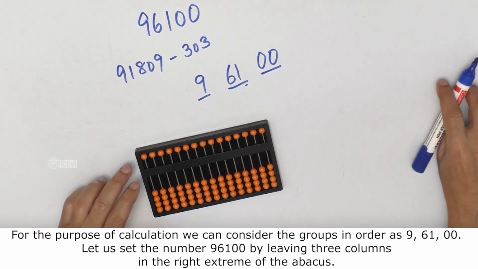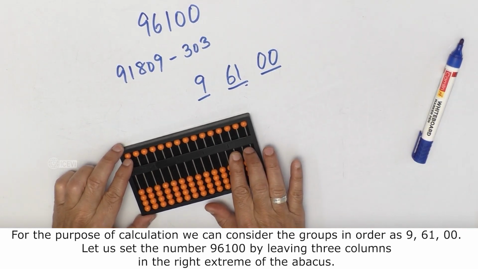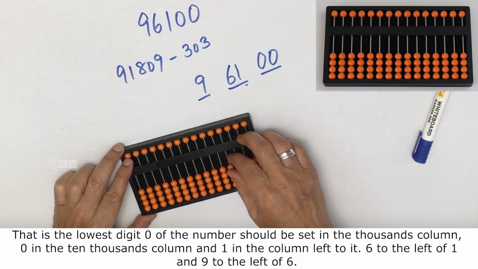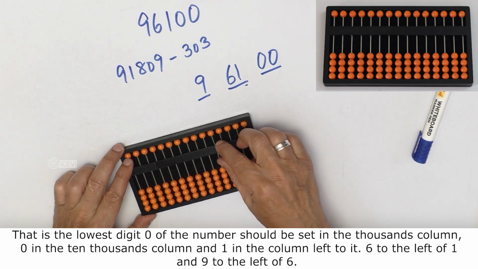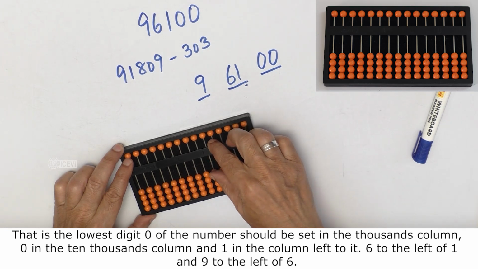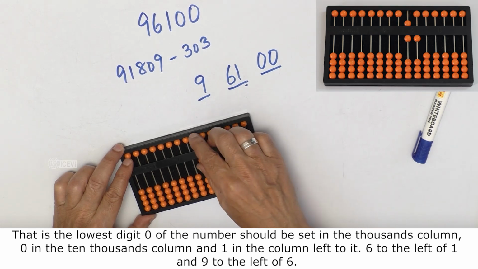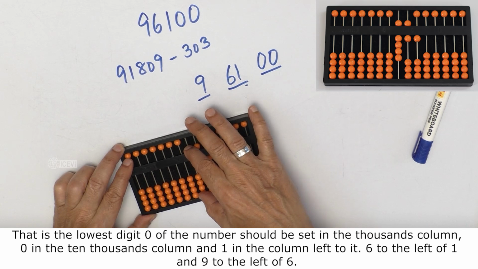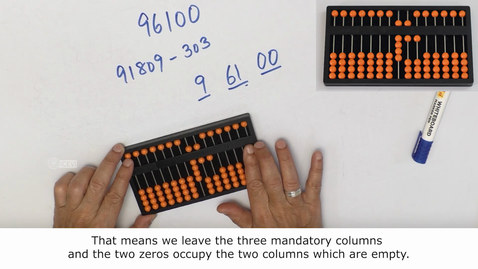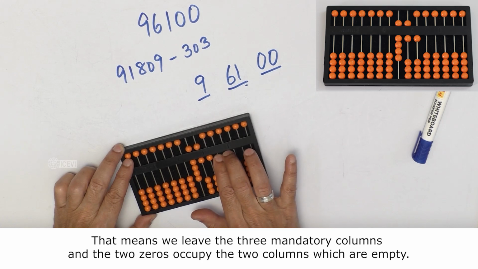Let us set the number 96,100 by leaving 3 columns in the right extreme of the abacus. That is, the lowest digit 0 should be set in the thousands column, 0 in the 10,000s column, and 1 in the column left to it, 6 to the left of 1, and 9 to the left of 6. That means we leave the 3 mandatory columns and the 2 zeros occupy 2 columns which are empty.